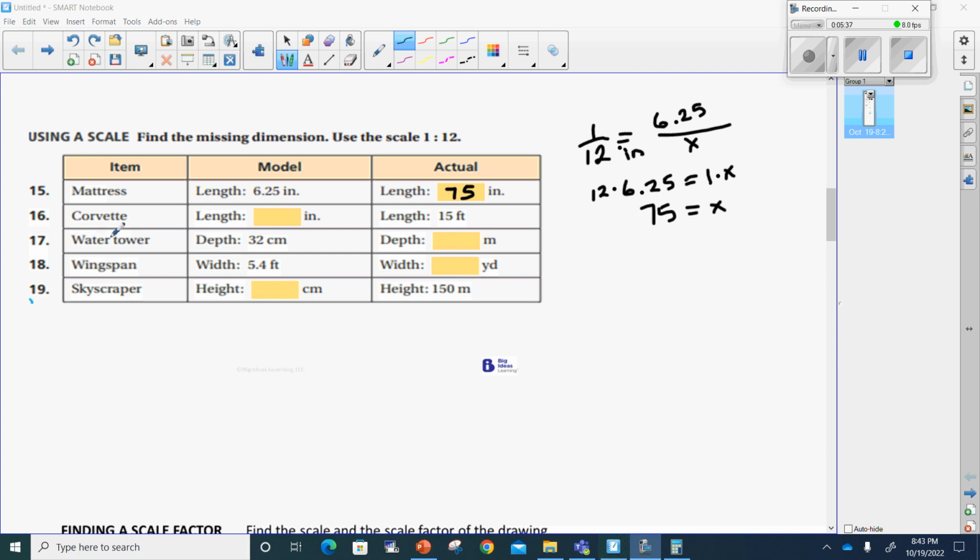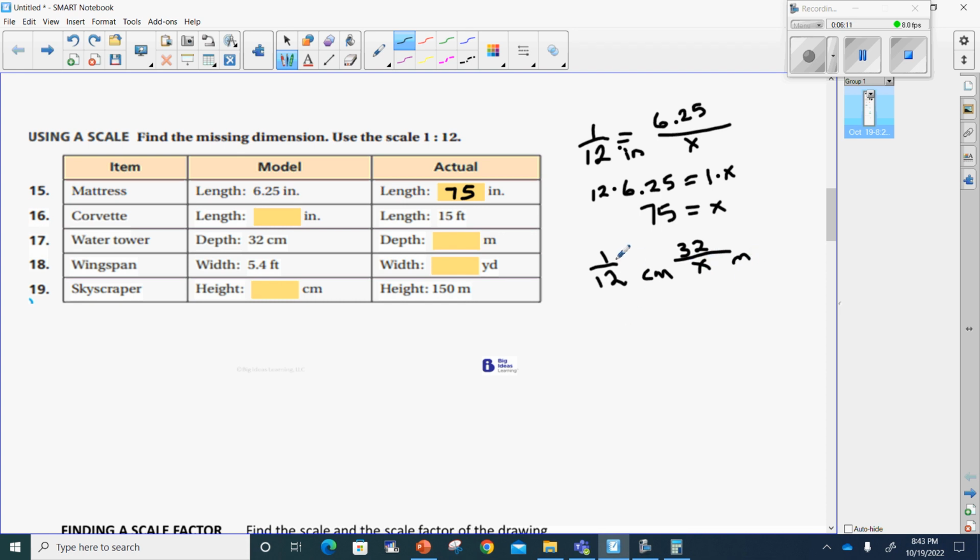All right, number 17 says the water tower's depth is 32 centimeters. We could take the same thing here, and we got 1 to 12. And this is in centimeters. And I know this says meters, but our scale is talking about everything in relation to this. So we're going to put 32 up top and x on the bottom for meters.